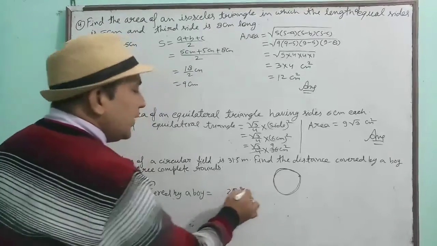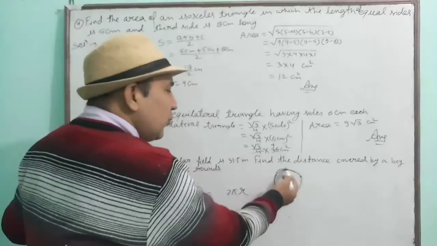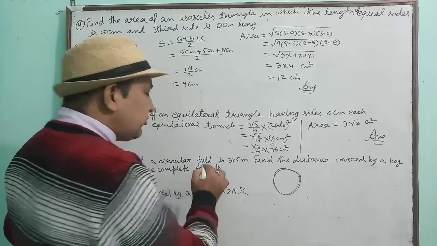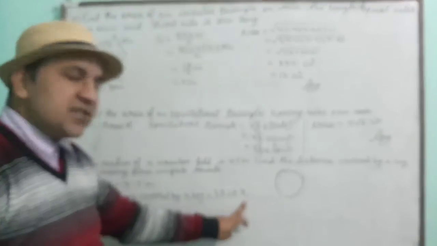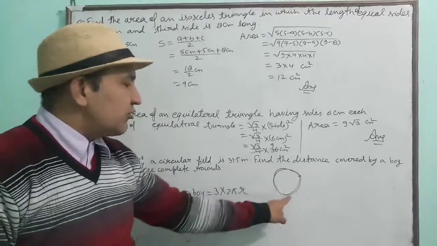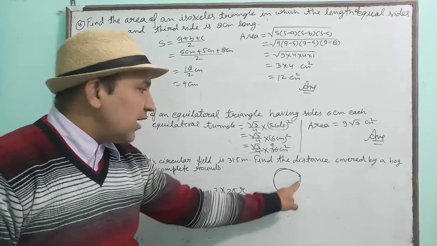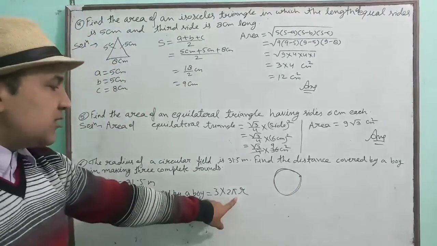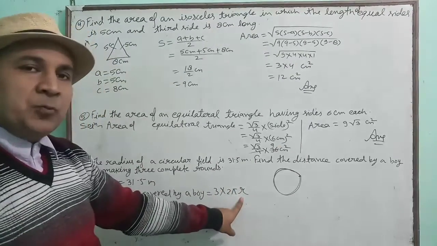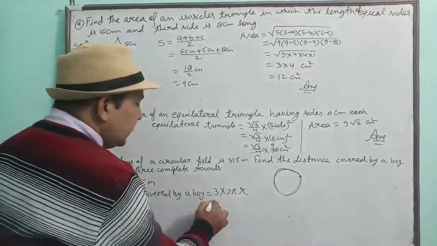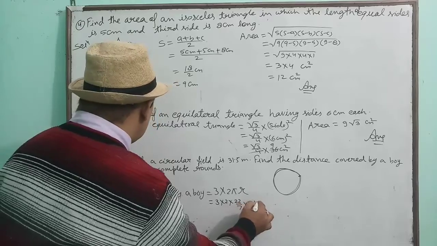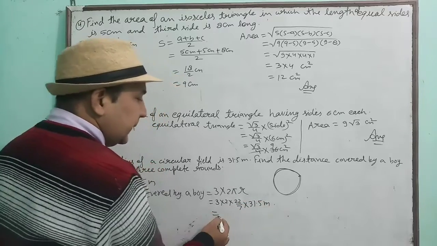Circumference formula is 2 pi r. If in one round distance covered is 2 pi r, then distance covered in 3 rounds will be 3 times circumference. Only this point you have to understand. On a circular track, one complete round is equal to circumference, means 2 pi r. So distance covered in 3 rounds will be 3 into 2 pi r. Now put the value and calculate it. 3 into 2 into 22 by 7 into 31.5 meter.